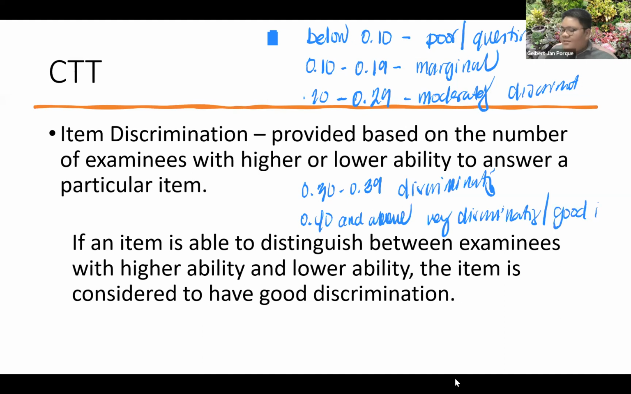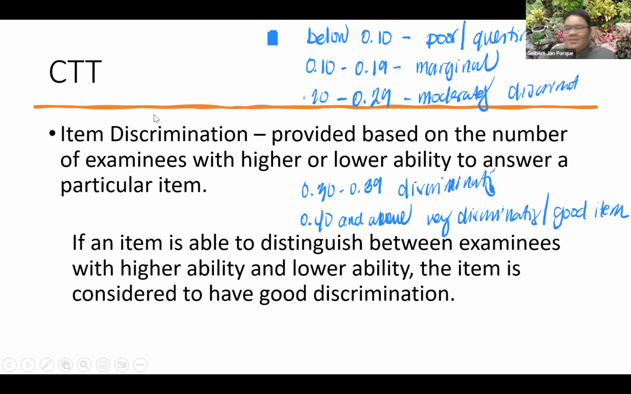Okay, very discriminating, or very good item. By the way, we are using the word discrimination. Please do not think that it's because discrimination is bad. In this case, students, future educators, we would want discrimination. So what does it mean?